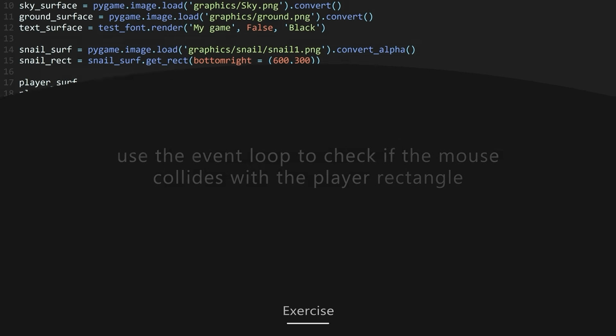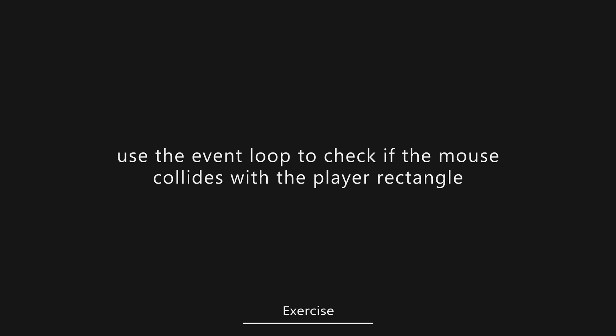I want you guys to use the event loop to check if the mouse is over the player rectangle. And well, pause the video now and see if you can figure this out.